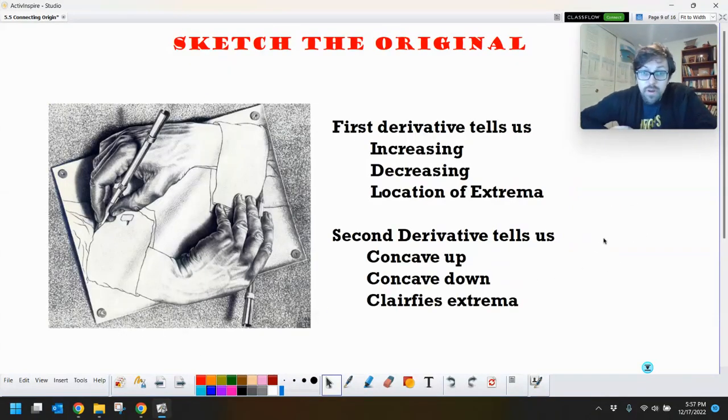That's the end of our video of sketching original functions based on their derivatives. Reminder that the first derivative tells us if the original is increasing or decreasing. And then the second derivative tells us the concavity of that function and helps us clarify the extrema that we can find from the first derivative using the second derivative test.